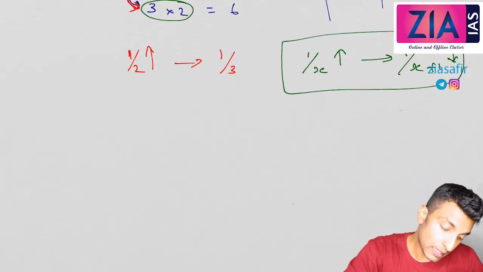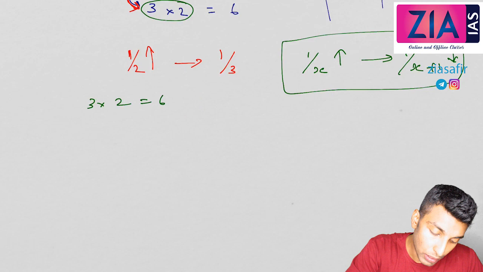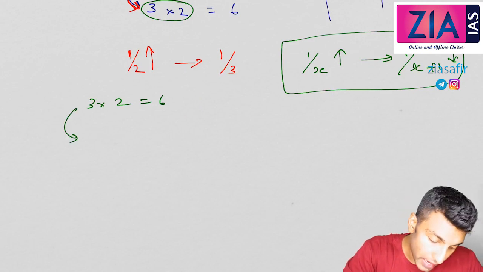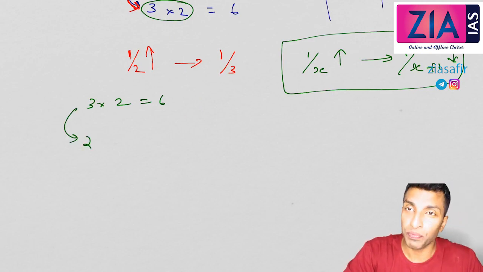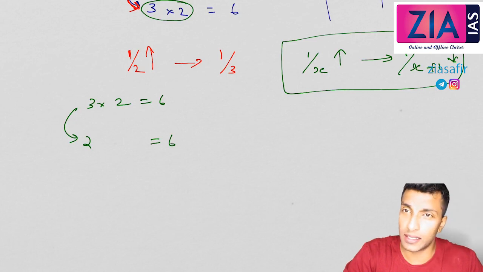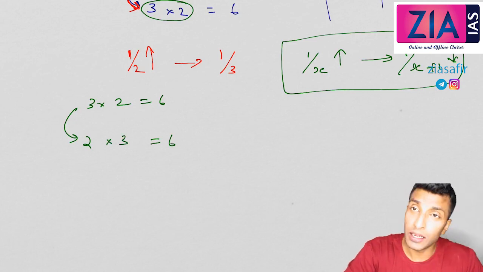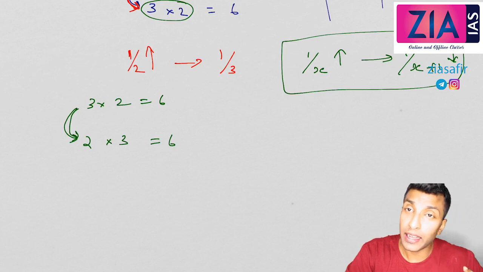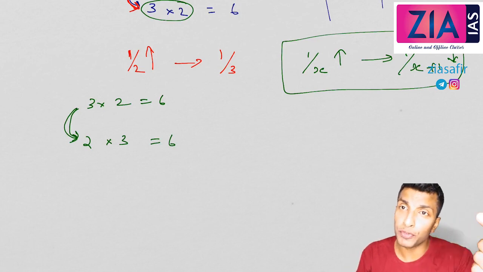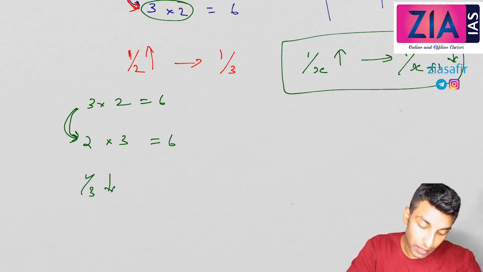Let's write it as 3 into 2 equal to 6. Now consider A decreased to 2. So this is the same constant 6, so B will be 3. So here, what is the decrease? Decrease is 1 on top of 3. So 1 by 3 decrease.